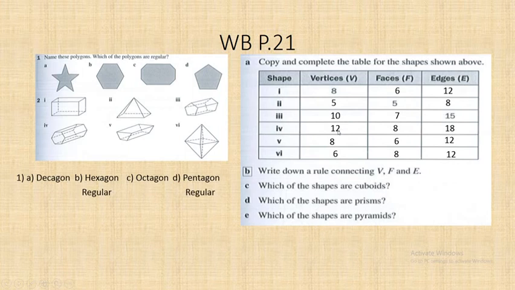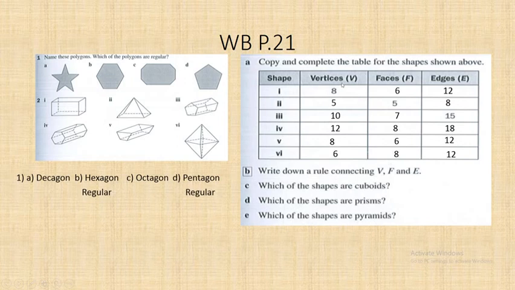Okay, I'm trying to find the rule here. 12 plus 8 equals 20. 20 minus 18 equals 2. So all of them are equal to 2. So let's make sure with these last two shapes. 8 plus 6 equals 14. Minus 2 equals 12. Yeah, 6 plus 8 equals 14, minus 2 equals 12.